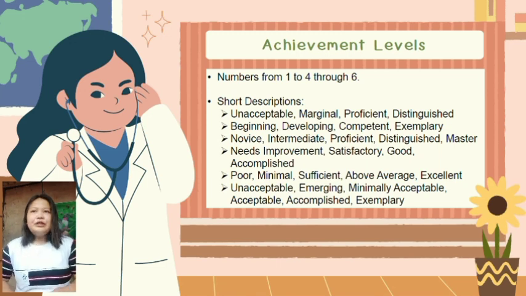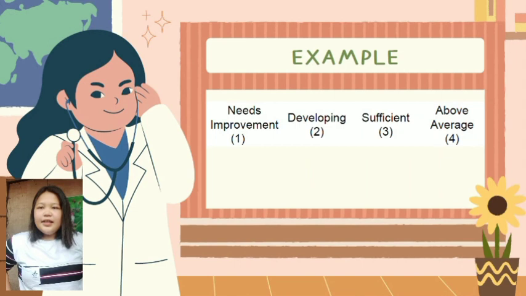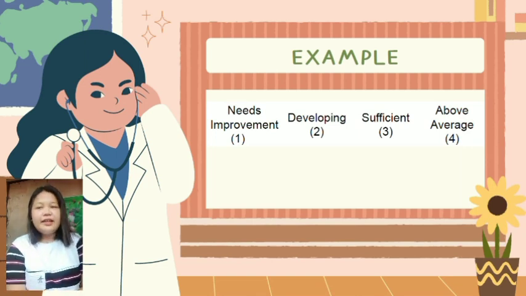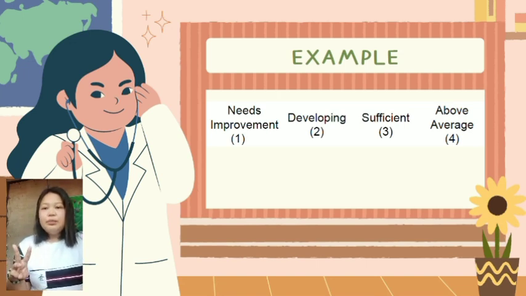No, so as you notice that it came from the very low to the higher order. No, kanang from unacceptable to exemplary, from beginning to exemplary. Nga na. So here is an example. We have needs improvement to above average. From the very low, musaka siya kalit ang level, no? Ay, kalit na ba? We have needs improvement, 1. We have developing, 2. Sufficient, 3. And above average, 4.